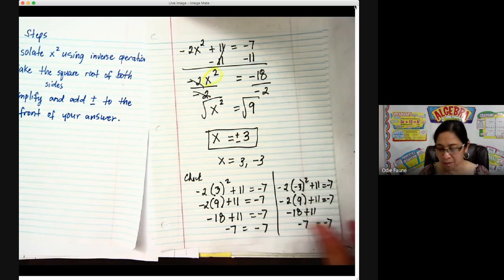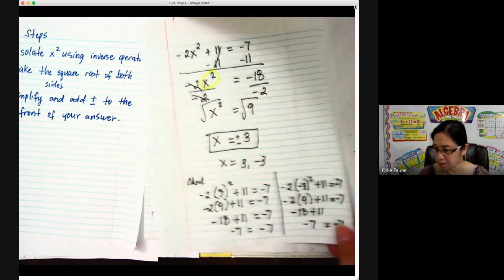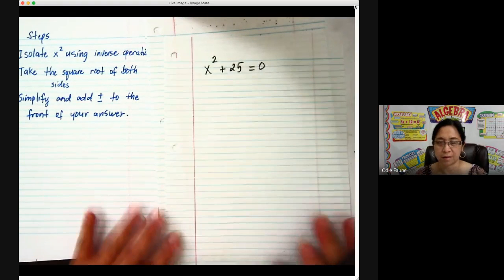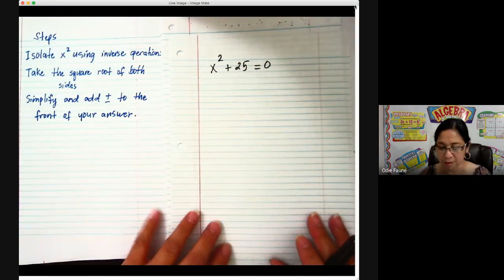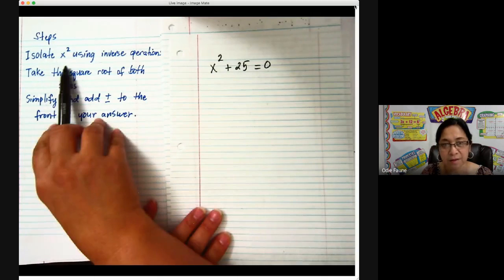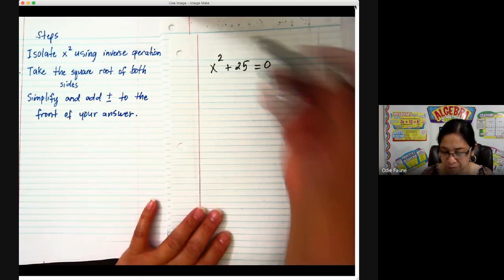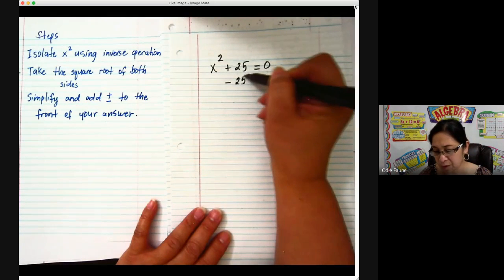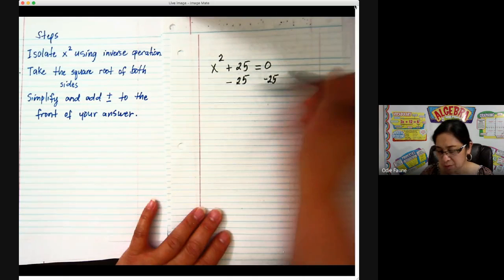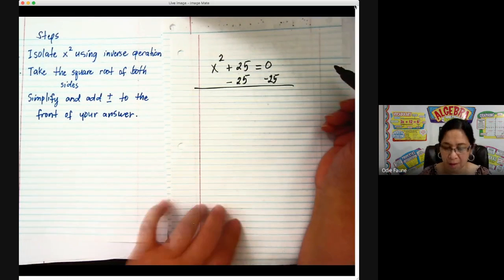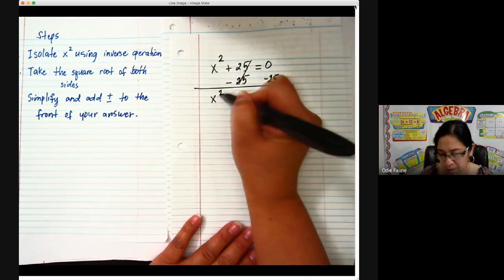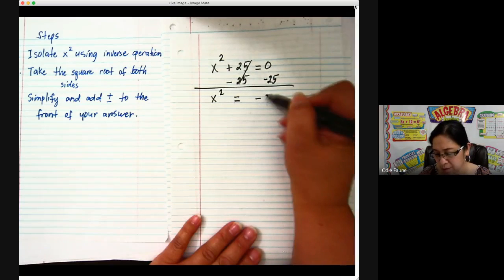Okay, so here, what about another example? What if the equation is like this? So we follow the same steps. First, isolate x squared using the inverse operation. So the inverse operation of plus is minus. Subtract 25, and we do it also to the other side to keep the equation balanced. Okay, so this is 0 pairs. We get x squared equals negative 25.